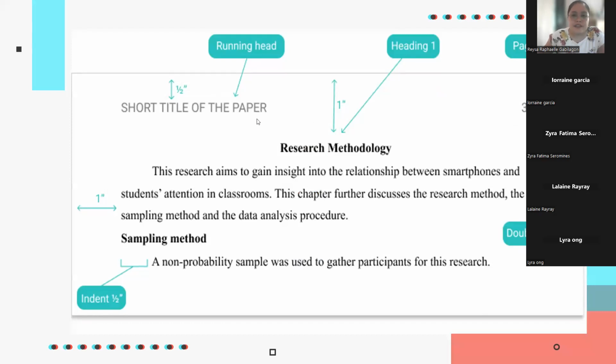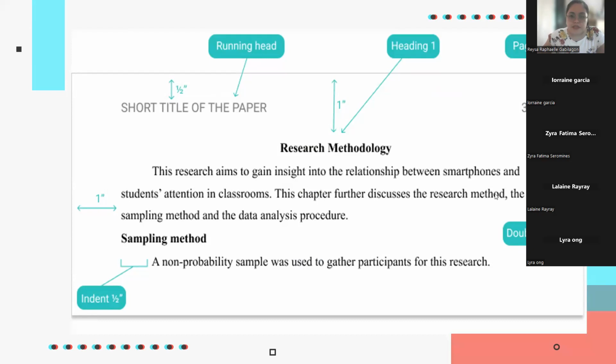Take note of that. So again, the running head is here, but you have to transfer it right beside the page number. Walang maglalagay ng page number sa baba. Nasa taas yan lahat. Okay? And then the margins, please take note 1 inch except for the left side sa atin because of the hardbound.